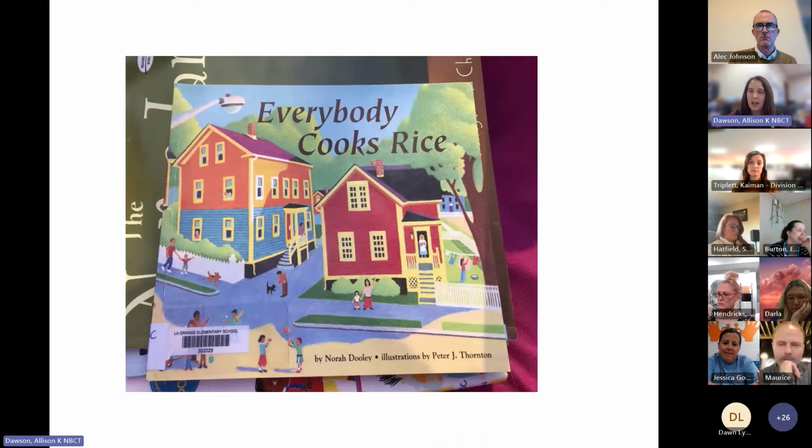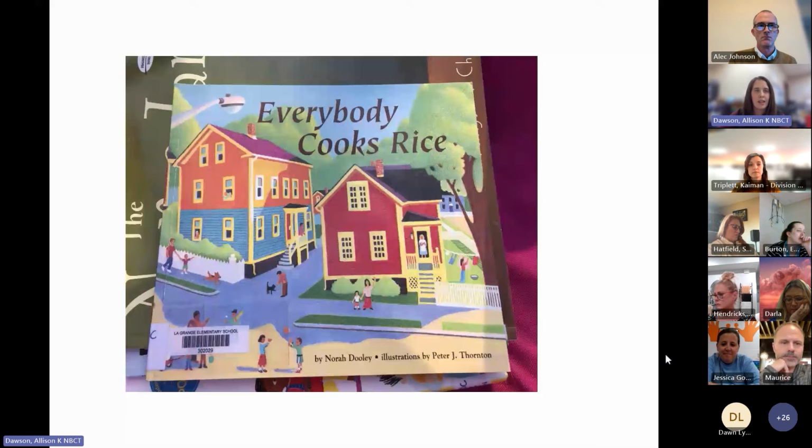The kids love it. When we read it, we find the countries on the globe. Students get to share a little bit about a favorite dish from their family. So it's a great one to think about getting to know students and their families. It's called Everybody Cooks Rice, and I'm sure you can find it.